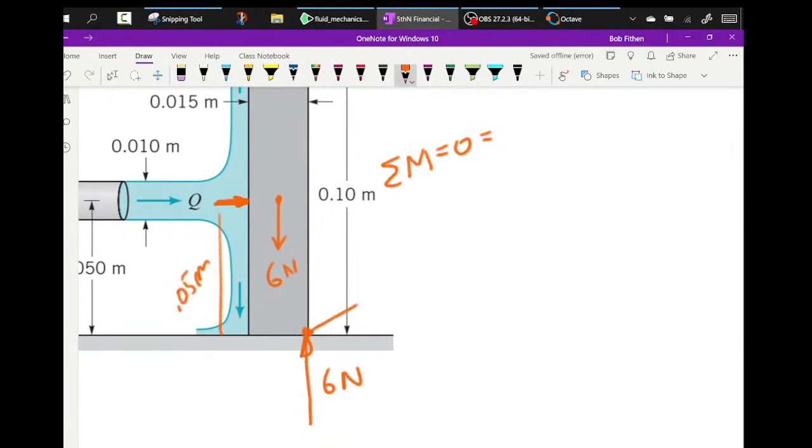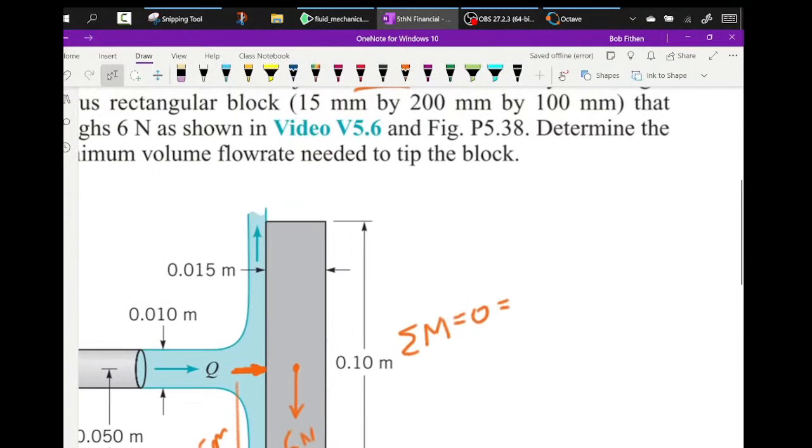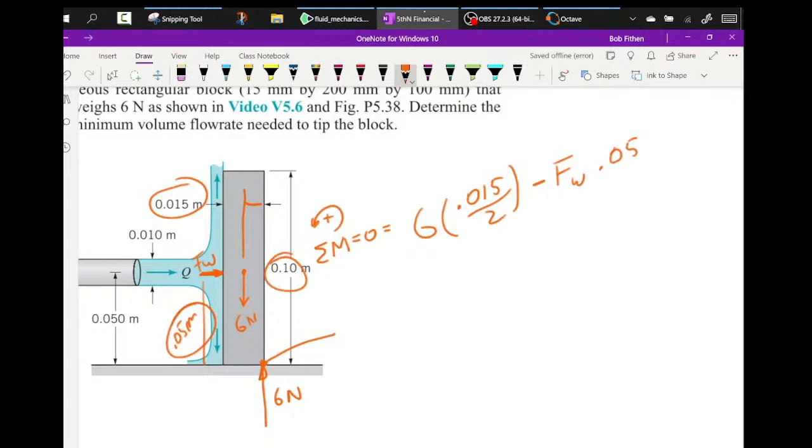So if I sum the moment about here, oh geez, what's the width of this thing? Oh, it's right there. Sorry. Equals 6, and we'll make that positive. 6 times 0.015 divided by 2, because this thing's halfway that far over. And then this is the force due to the water, and that's going to be minus the force due to the water, and it has a little larger distance to go. Do I have that right? This, half of that.